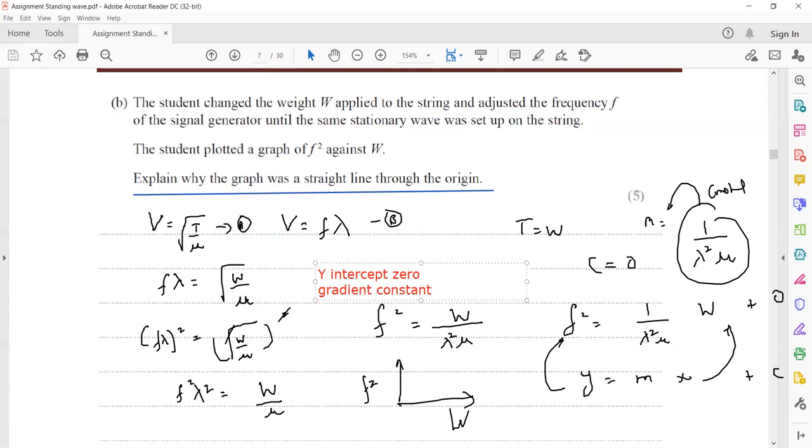Is it clear? This was part B, how we can show that the graph between f square and the weight or the tension will be a straight line which is passing through the origin, as the y-intercept is 0, as well as a straight line because the gradient is constant.